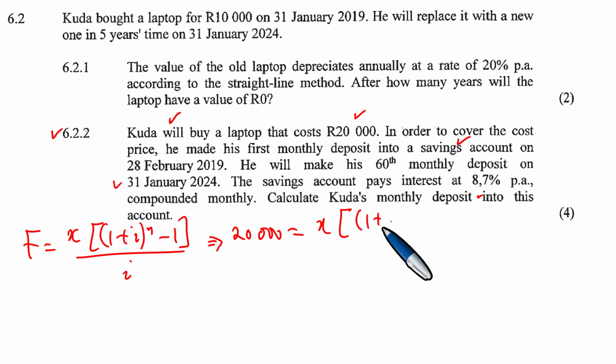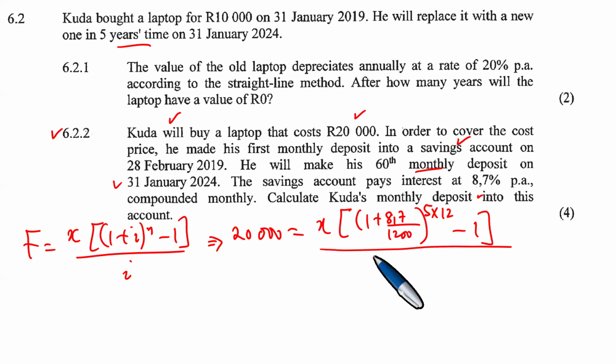So the rate is 1 plus 8.7 divided by, remember it's monthly, so 12 times 100, which is 1200. And you raise it to, remember that you will replace it with a new laptop in 5 years' time, so 5 years will be 5 times 12, which is 60, minus 1. And this is divided by i, which is 8.7 divided by 1200.